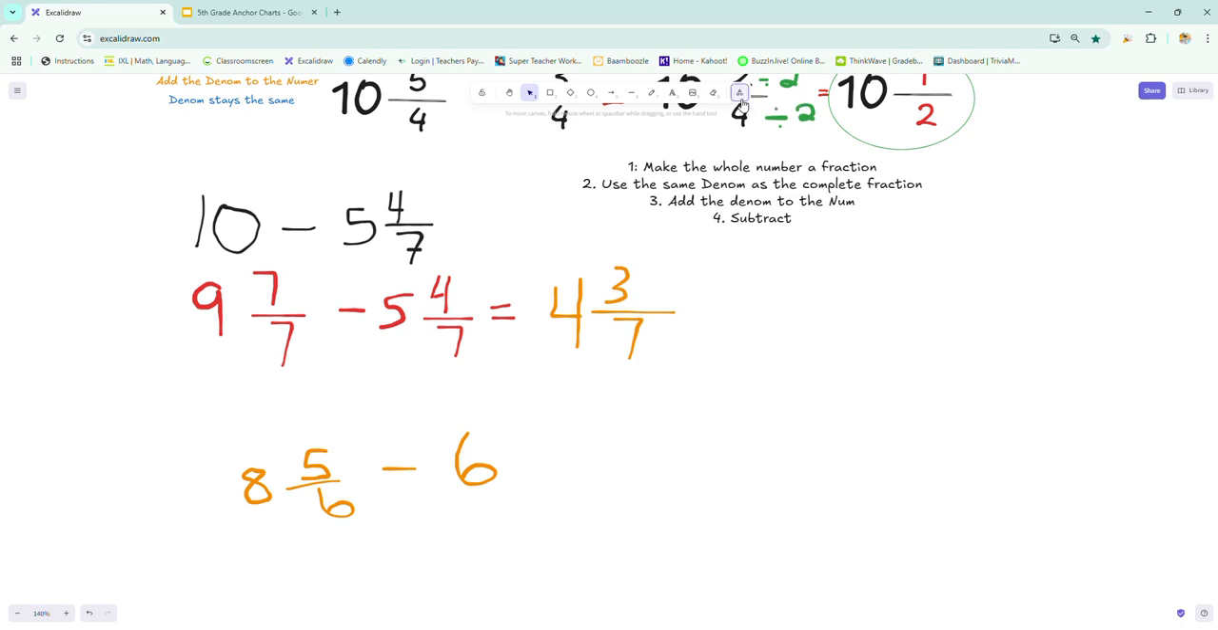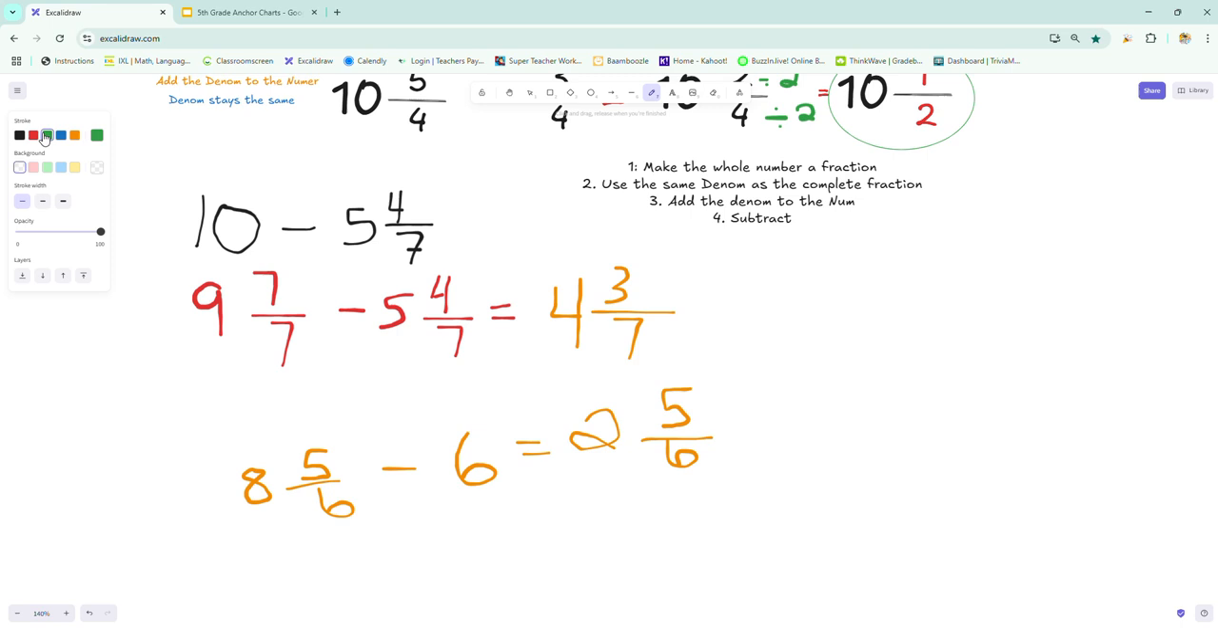So whenever you see a mixed number, a whole number and a fraction, minus a whole number, basically all you're going to do is subtract the whole numbers and then simplify the fraction if need be. In this case, 5/6 does not need to be simplified. So all we're looking to do here is 8 minus 6 is 2. And then we're going to bring over our fraction, which is 5/6. So our answer is 2 and 5/6.